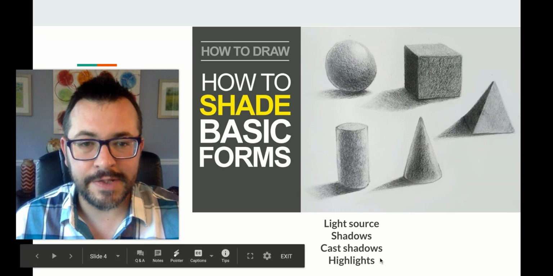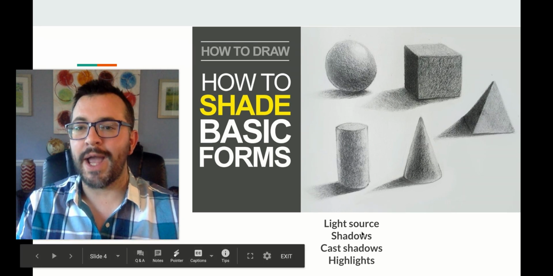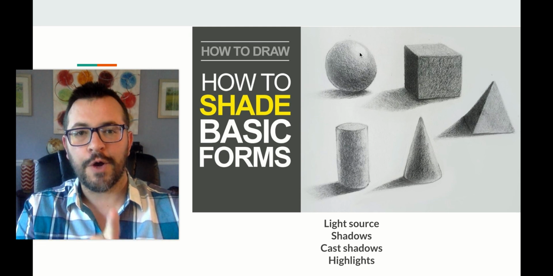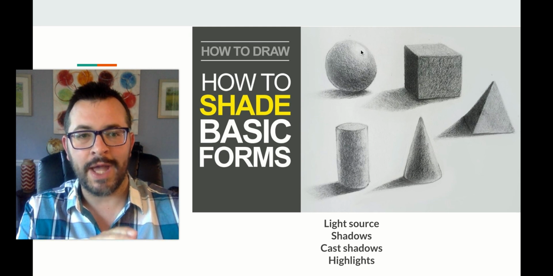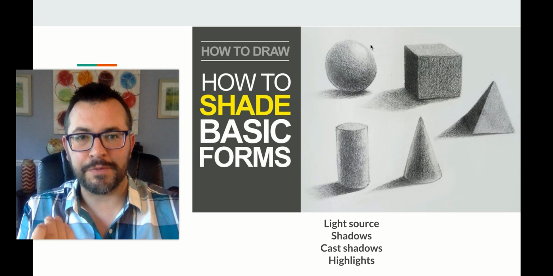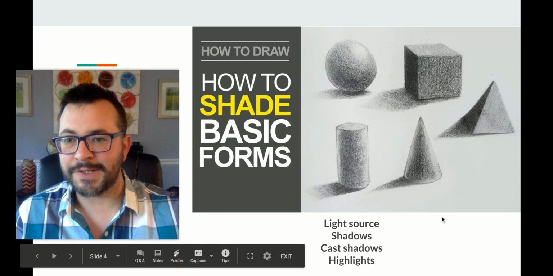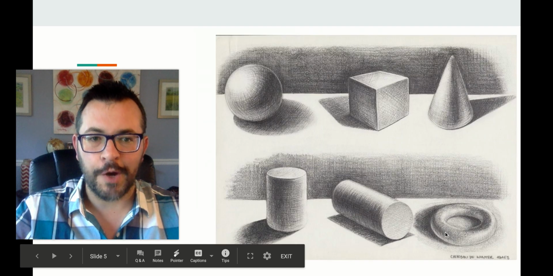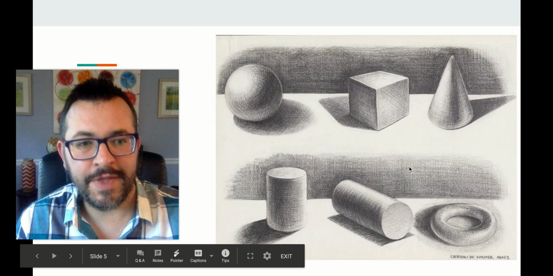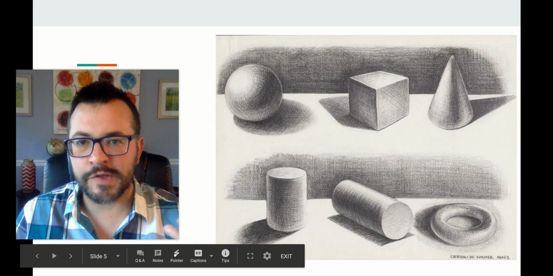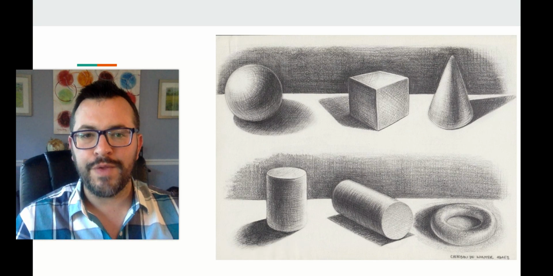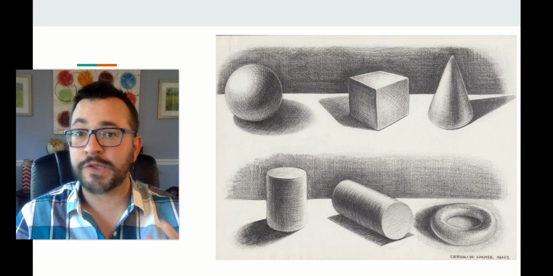And then highlights show us where the lightest, brightest part of the object is. So for the sphere, that's the top right. You can see that the light is bouncing off of it right there. It's the lightest part of the object. So let's take a look at a couple of these. I love these. All the light sources are different. So make sure in these drawings you can identify where the light source is.